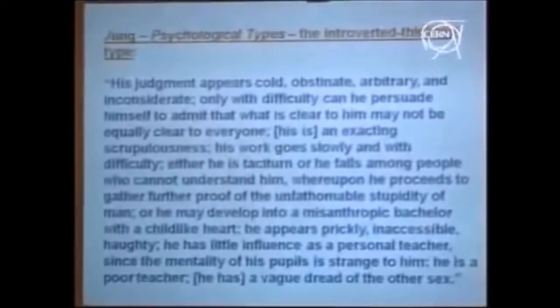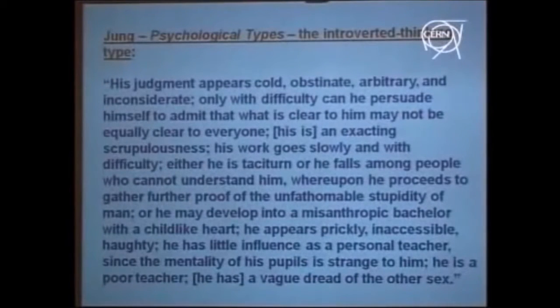I'd like to point another passage out to you, once again marked with three vertical pencil lines, which when Pauli saw it, he probably fell off his chair saying, "This is me." His judgment appears cold, obstinate, arbitrary, and inconsiderate. Only with difficulty can he persuade himself to admit that what is clear to him may not be equally clear to everyone. His is an exacting scrupulousness. His work goes slowly and with difficulty. Either he is taciturn or he falls among people who cannot understand him, whereupon he proceeds to gather further proof of the unfathomable stupidity of man.